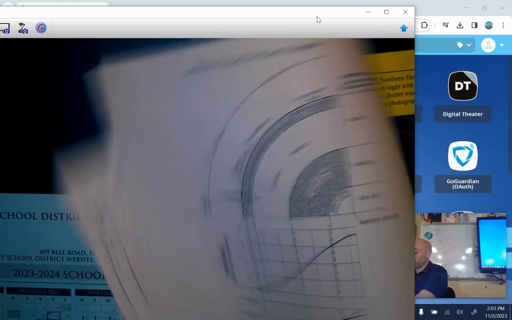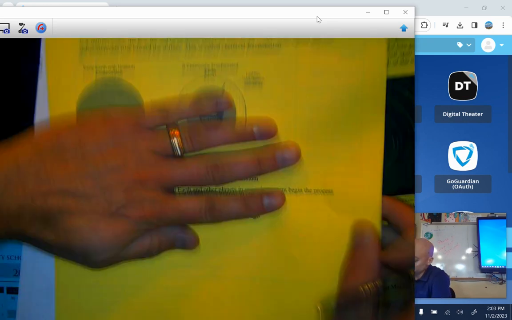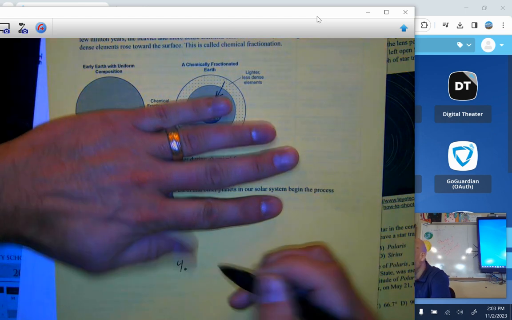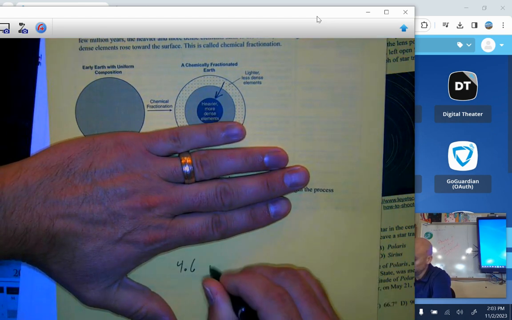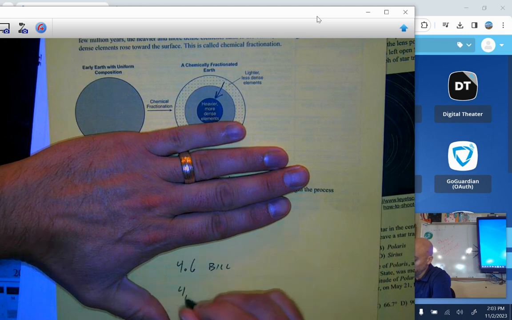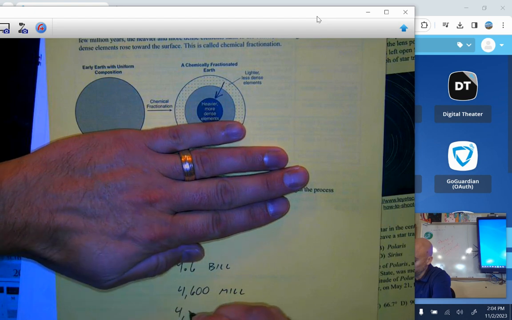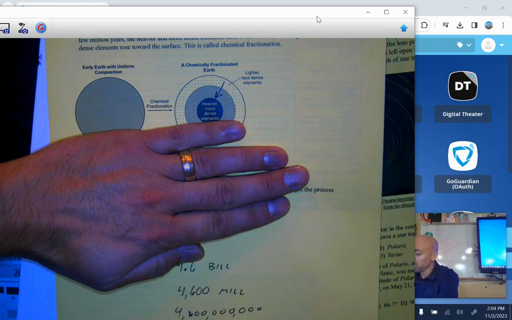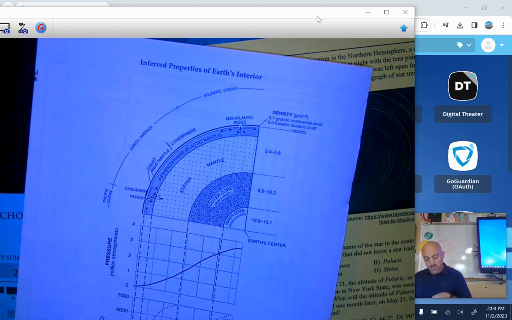Knowing how old the Earth is, it's roughly 4.6 billion, which is 4,600 million, which is 4,600,000,000. That's how old the Earth is, or 4.6 times 10 to the 9th years. Different ways of seeing it. One of those is under my hand for how old the Earth is.